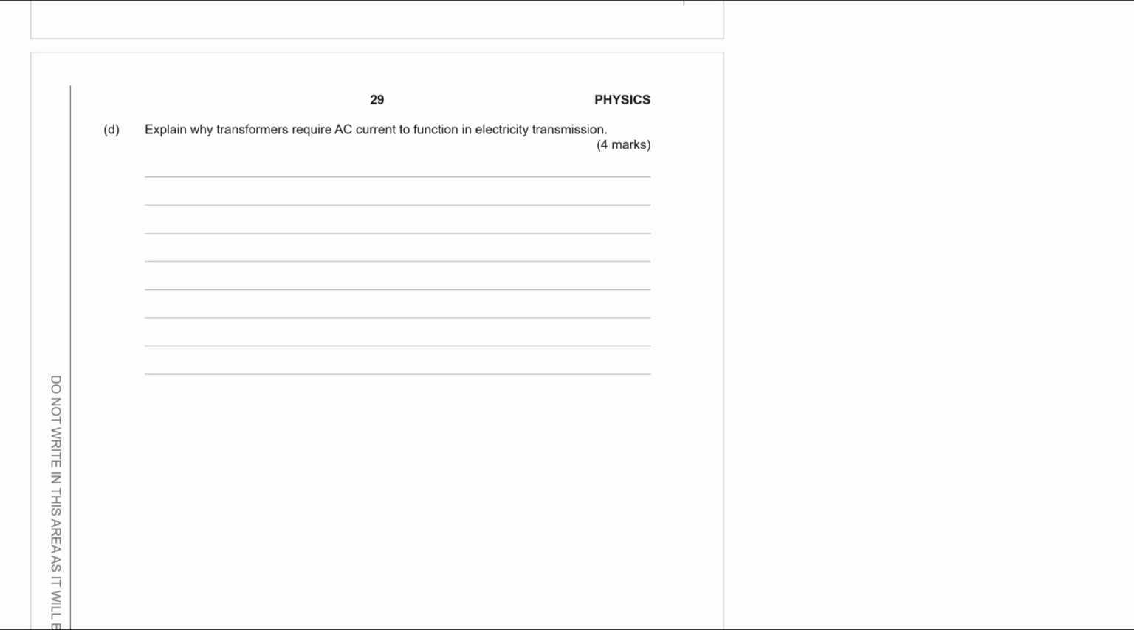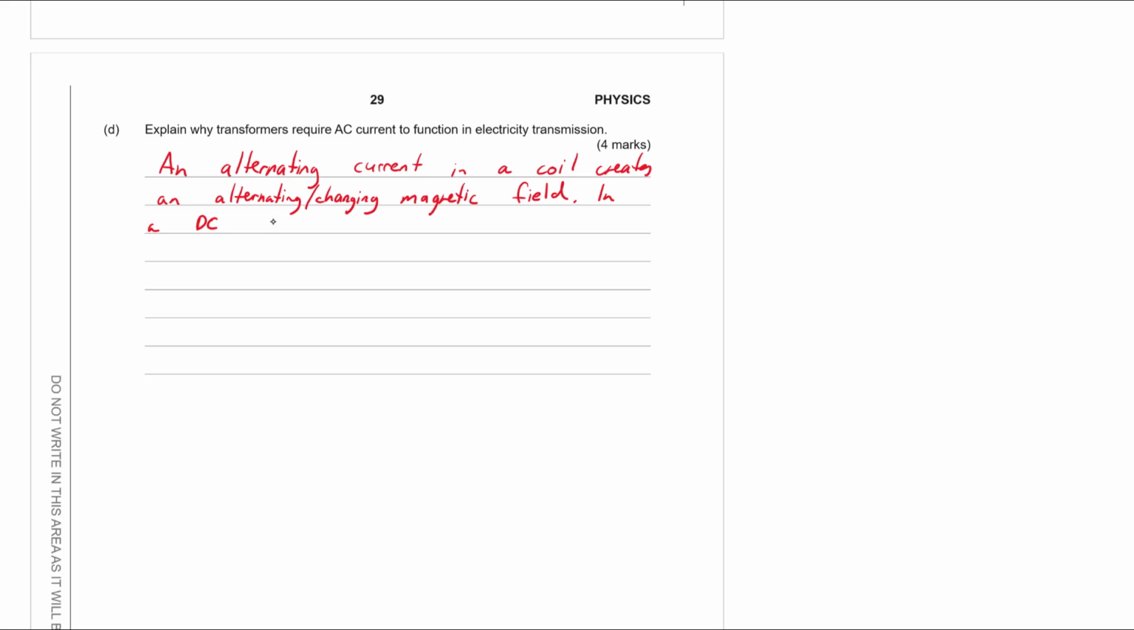And part D asks to explain why transformers require an AC current to function in electricity transmission. The last part of this question, asking you to refer to electricity transmission, is probably a point that a lot of students might have missed. It's easy to talk about why the AC is required, but then you need to refer it back to the transmission of electricity. So I would start by explaining that an alternating current in a coil creates an alternating or changing magnetic field. And then I'll go a little bit extra and say, look, in a DC circuit, the magnetic field is constant, just to show the marker that you know the difference between the two.